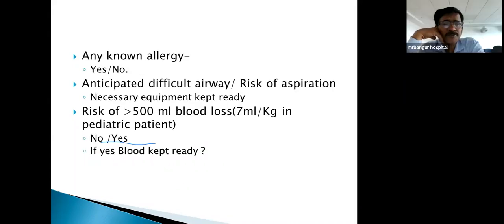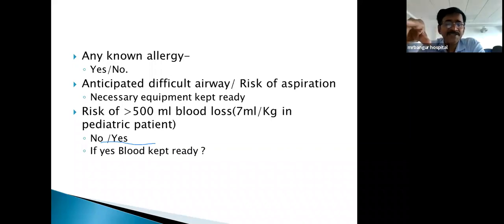Patient has to be asked about any known allergy because it has implications for anesthetic drugs and other antibiotics that we use during the operation. The nurse should ask the anesthetist whether he anticipates a difficult airway or any risk of aspiration. If the anesthetist says there is a possible difficult airway, one has to keep the necessary equipment ready.